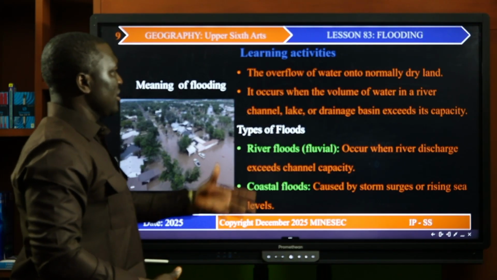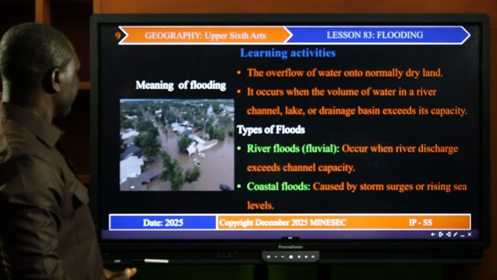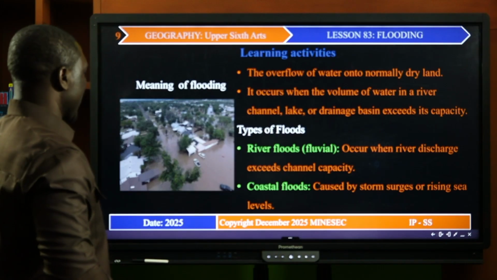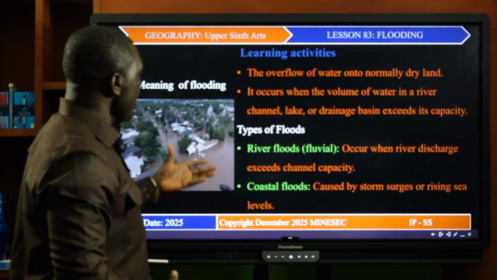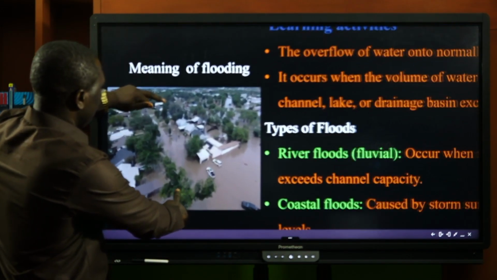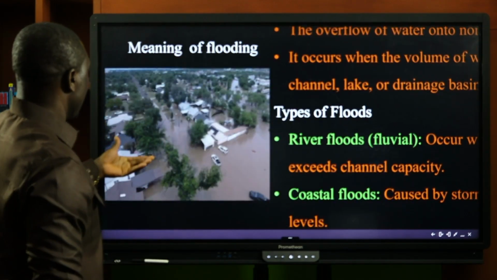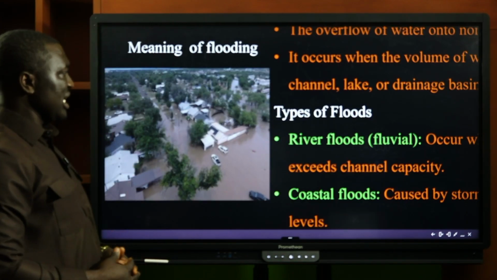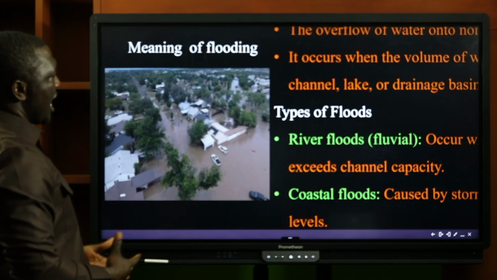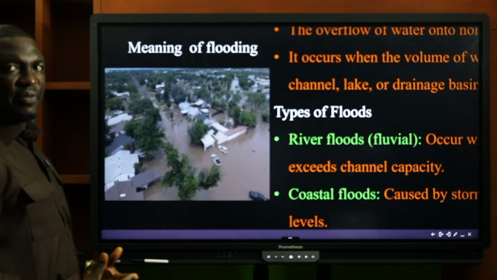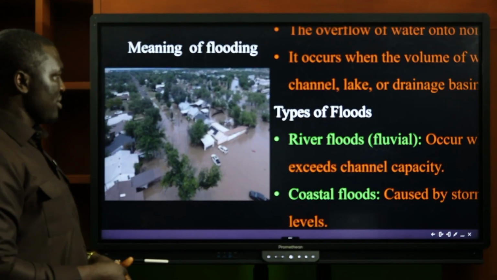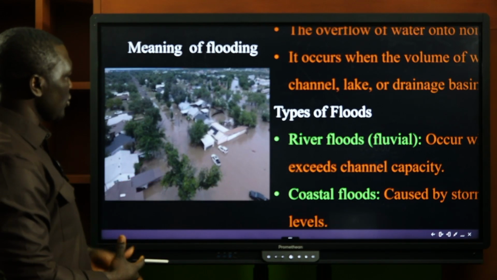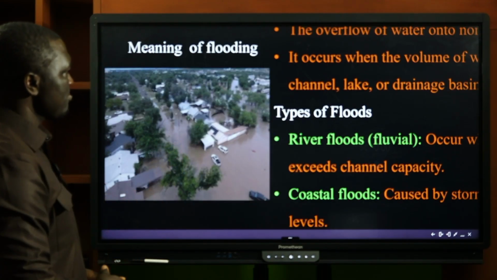We look at the learning activities, meaning of flood or flooding. The image here portrays what flooding is and how we observe this in our different communities. You look at what flood is all about, look at its manifestation.